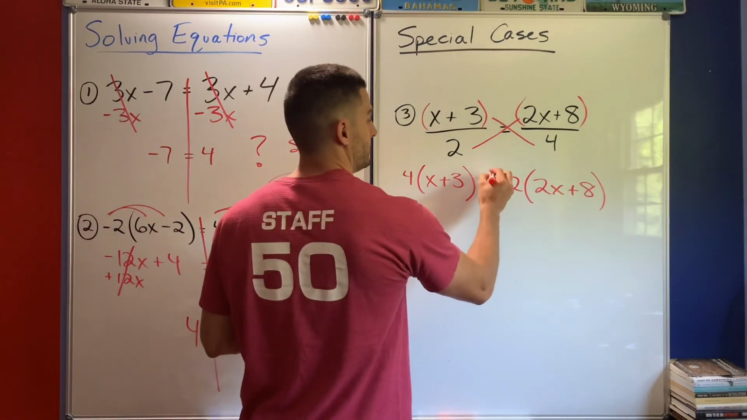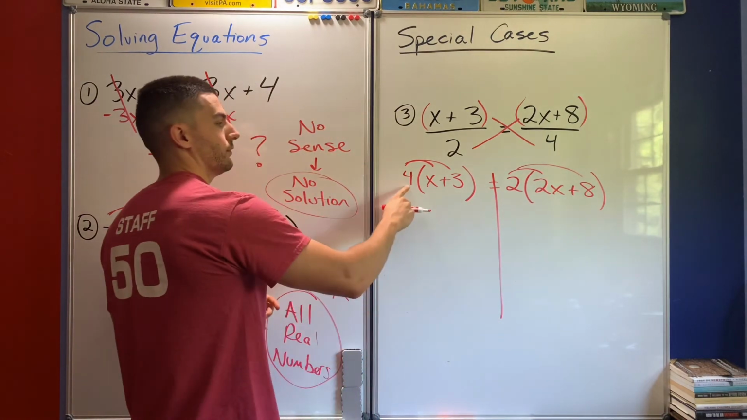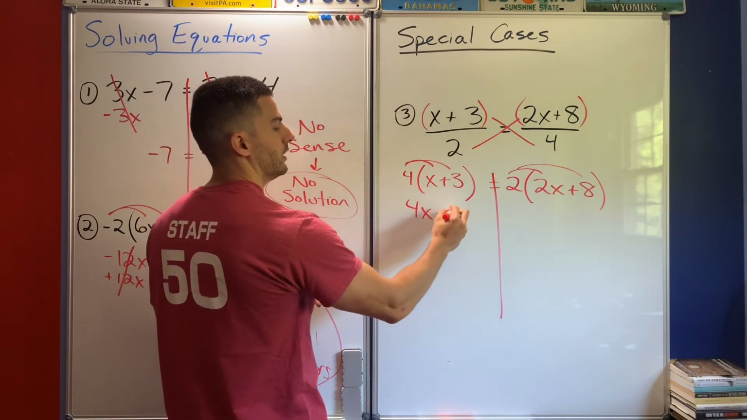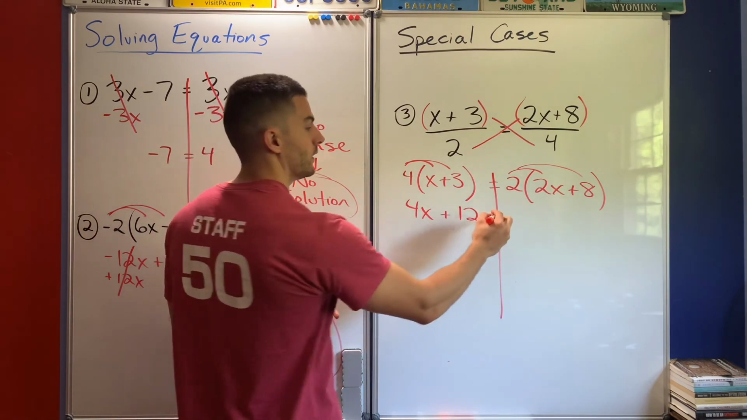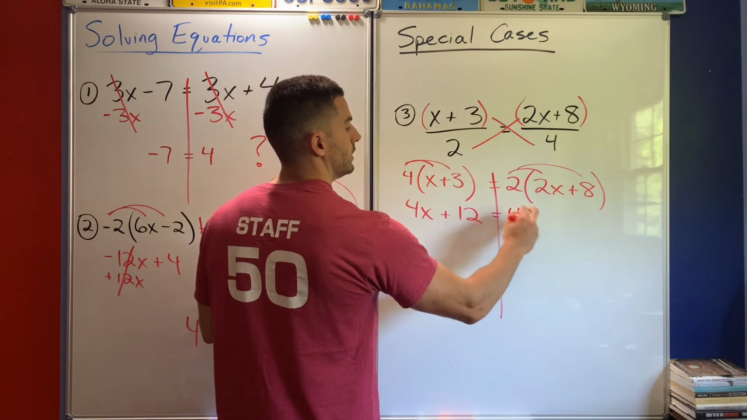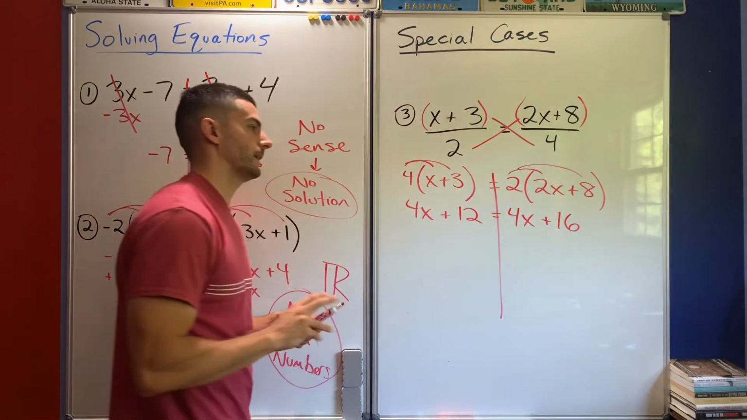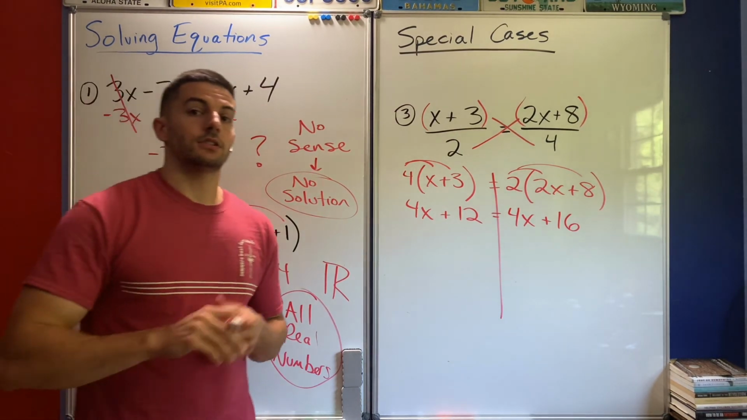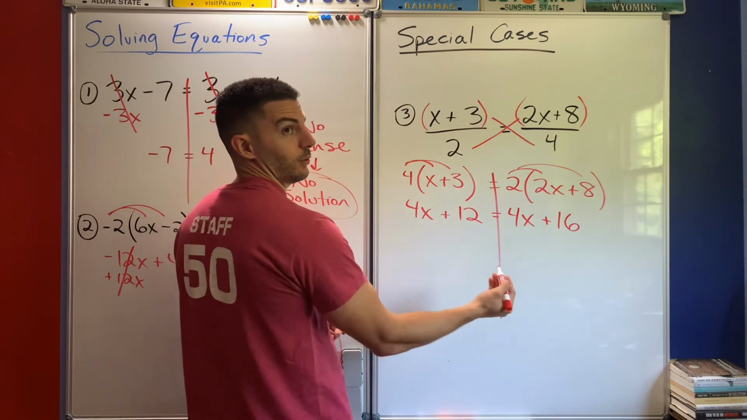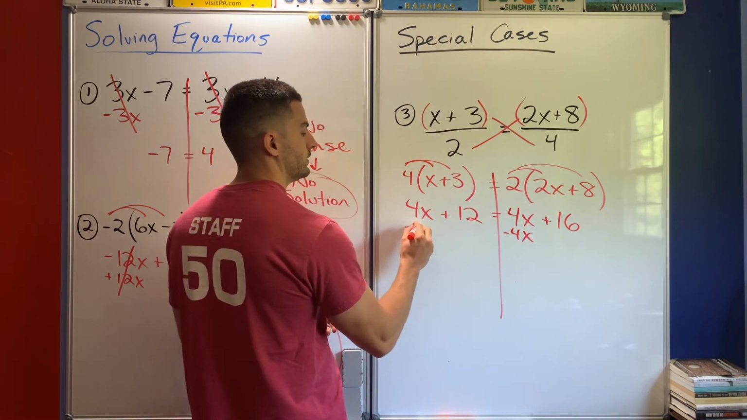Now I distribute. So I would get 4 times x is 4x. 4 times 3 is positive 12, equals 2 times 2x is 4x. 2 times 8 is 16. All right, and so if we continue to try and solve this, I would then try to cancel out one of my variable terms. So I would subtract 4x from both sides.